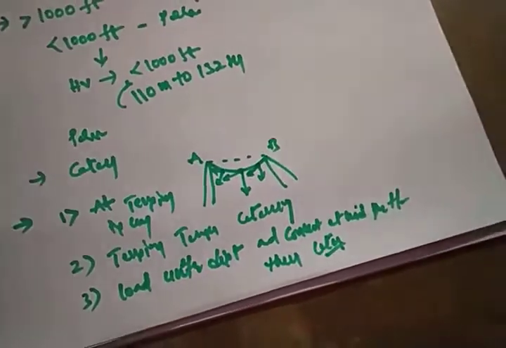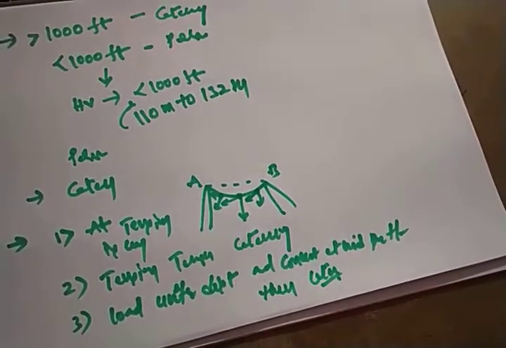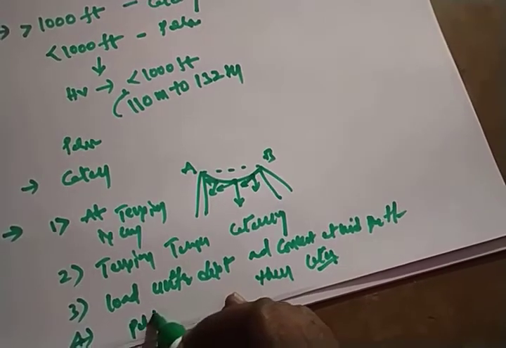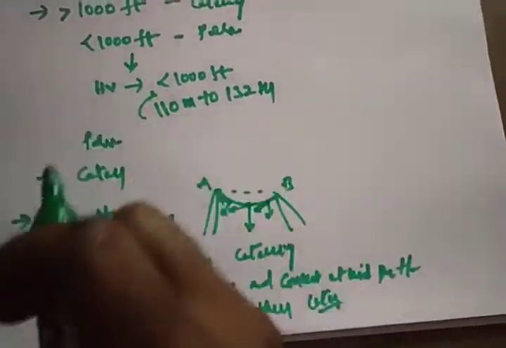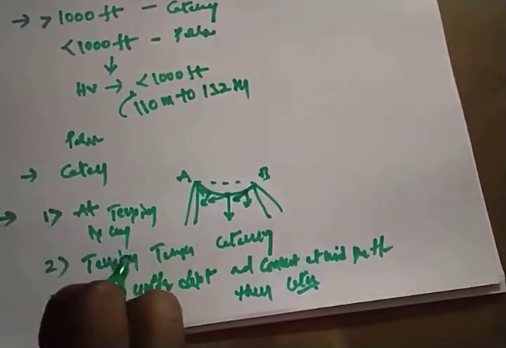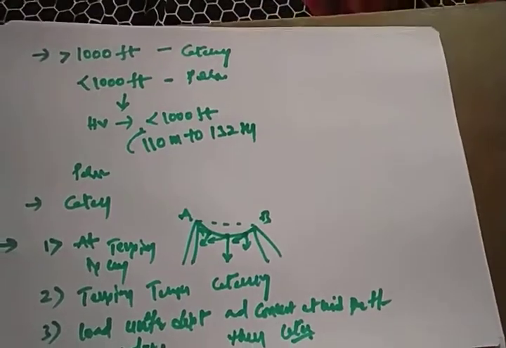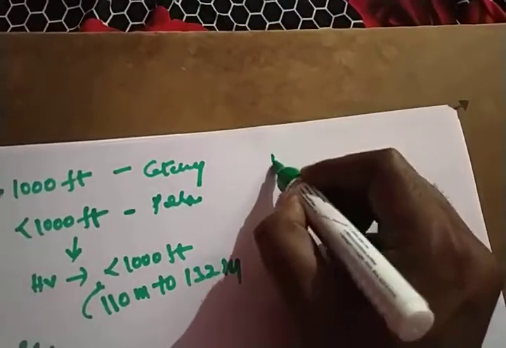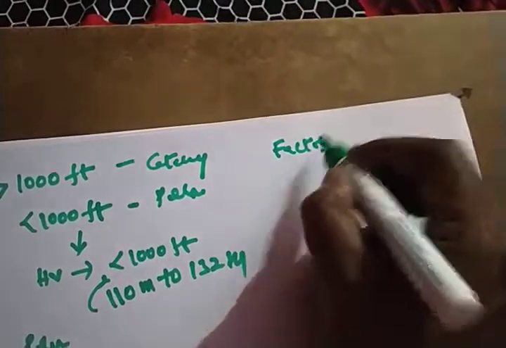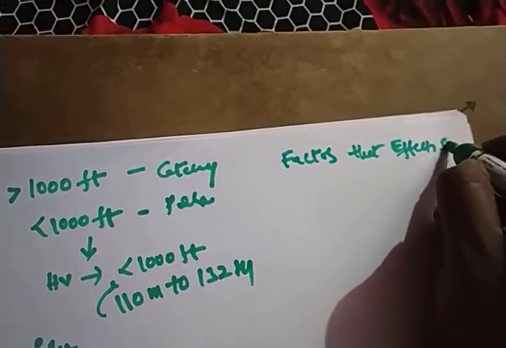If the load is uniformly distributed throughout the line, then the shape of the line will be a parabolic shape. So these are the influences that we get from the sag calculations. And after that, we discussed the factors that affect the sag value.